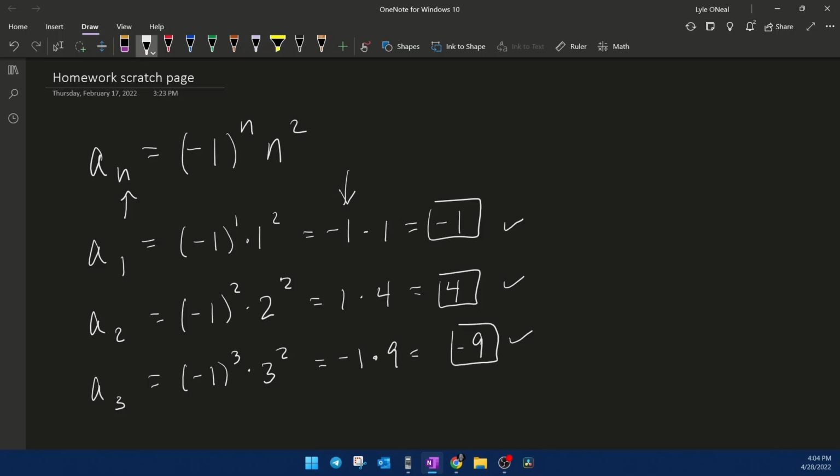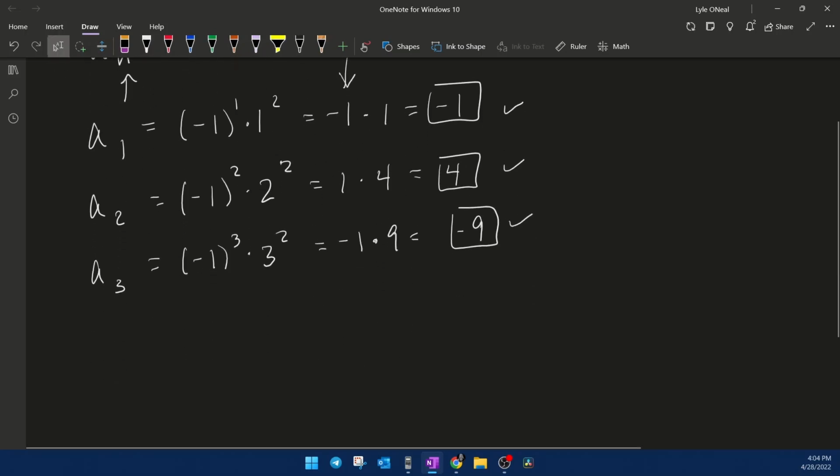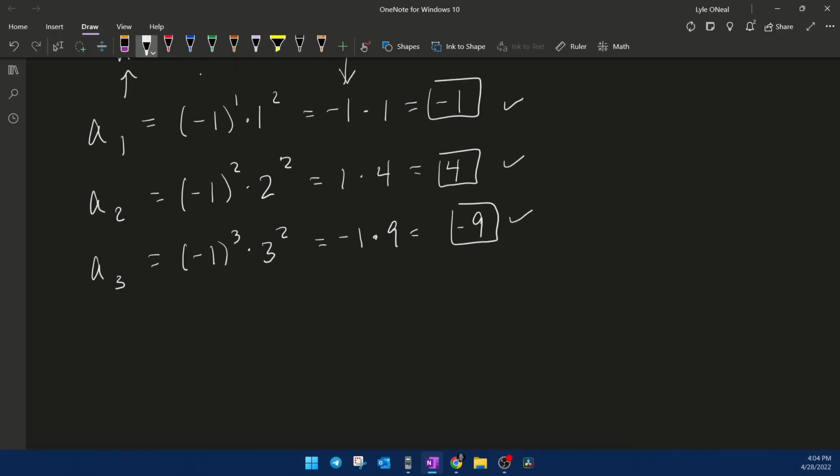Notice that these are also perfect squares. So what I like to tell my students in class is that once you identify a pattern, you can just continue the pattern. So I happen to know the next number is going to be a +16 because that is the next perfect square in the sequence and the signs have to alternate.